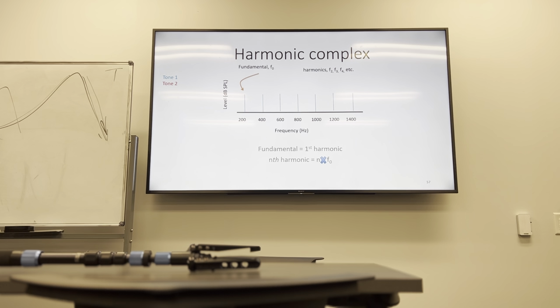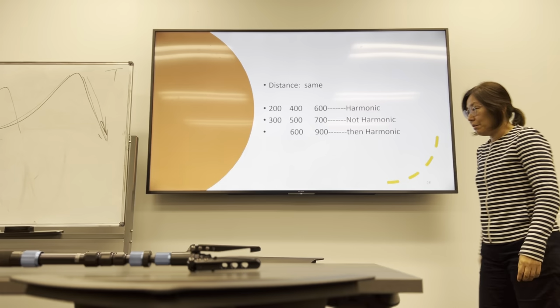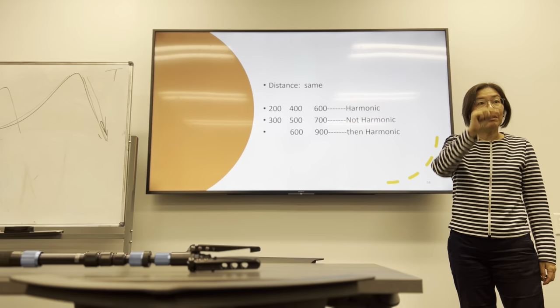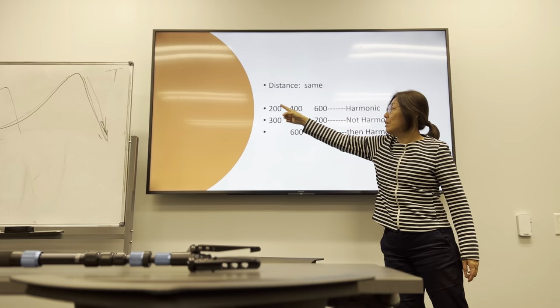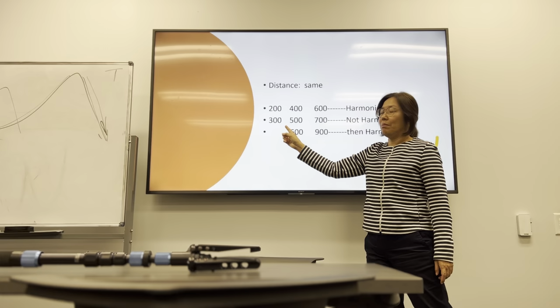Harmonic complex, like here. If you have two different tones, let's say tone one is blue, tone two is red. Think about harmonics. The distance is the same, but not harmonic. The harmonics are the fundamental frequency multiplied. So 200 times 2 is 400, 200 times 3 is 600. That's harmonic. But 300, 500: the distance of 200 is the same, but it's not harmonic, because 300 times 2 is supposed to be 600.